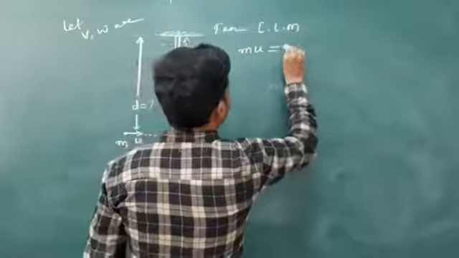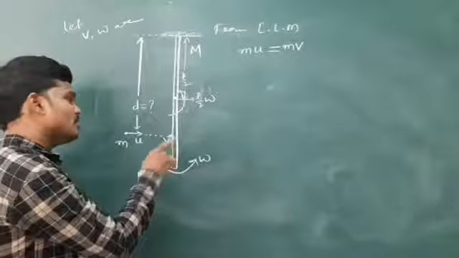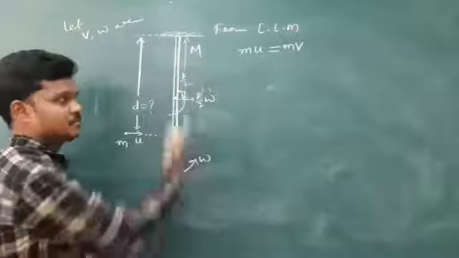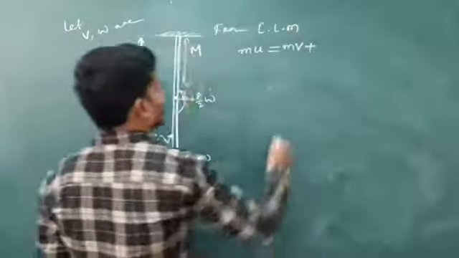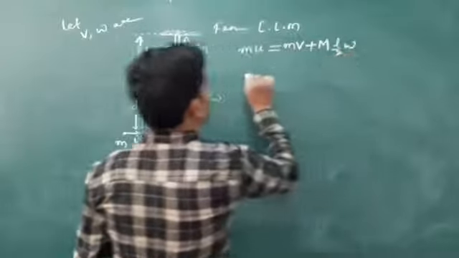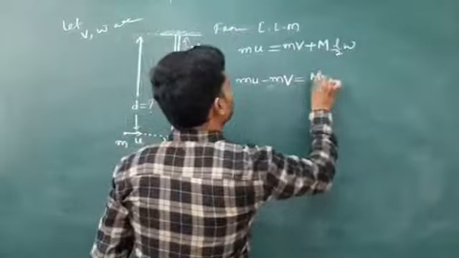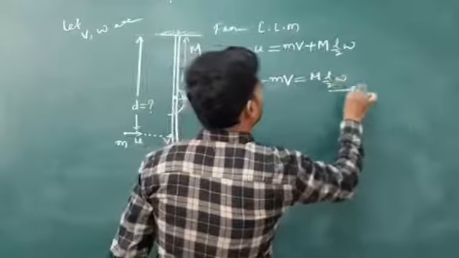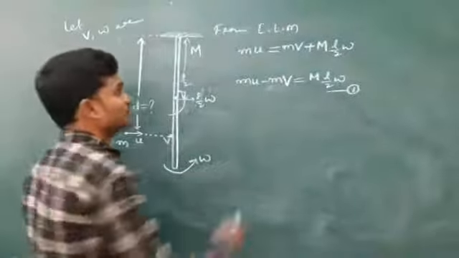So here after the collision, mv is the momentum of the ball after the collision. Of course we don't know v, and the momentum of the rod is m L by 2 omega. So let me write like this: mu minus mv, which is equivalent to m L by 2 omega. So I got one equation from the law of conservation of linear momentum.